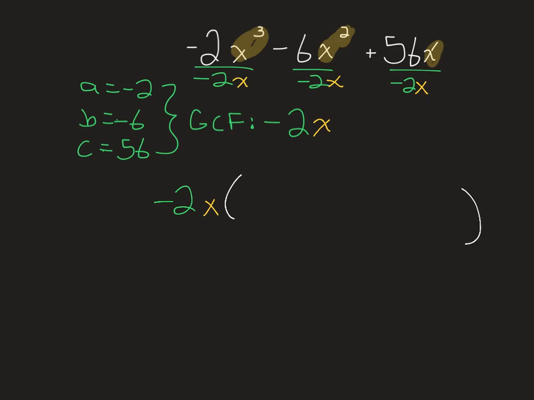So if I do negative 2 divided by negative 2, they cancel. x to the third divided by x is x to the second. That looks a little bit more like what we're used to. Negative 6 divided by negative 2 is positive 3. x squared divided by x is x. Again, that looks a little bit more like what we are used to seeing in a trinomial. And for our last one, 56 divided by negative 2 is negative 28. x divided by x, well, that cancels, so there are no x's. Okay, so now this does look a little bit more like what we're used to seeing.